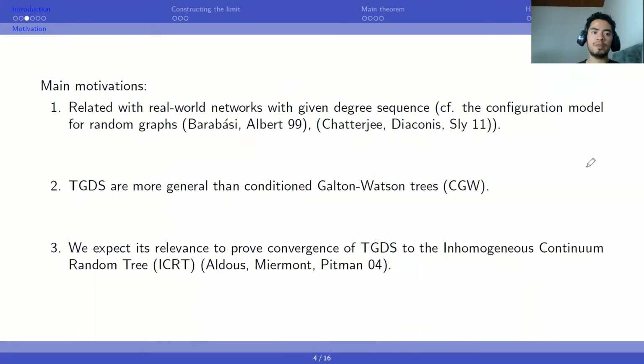The main motivation to study this problem is its relation with real-world networks with given degree sequence and the configuration model. Also, trees with a given degree sequence are more general than conditioned Galton-Watson trees, and we expect this helps to prove the convergence of trees with a given degree sequence to the inhomogeneous continuum random tree, ICRT.